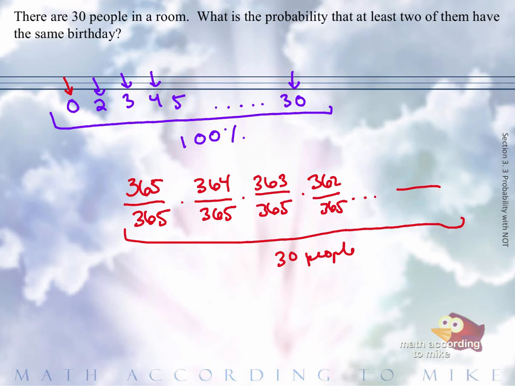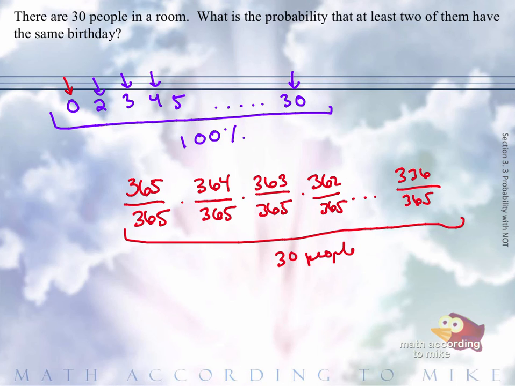So the last person will have only down to 336. I know that looks weird, but if you count from 336 to 365, there's actually 30 numbers. It appears to be 29, but it's actually 30. Just like if you count from 0 to 9, there's actually 10 numbers. So in red here is the probability that nobody has the same birthday.